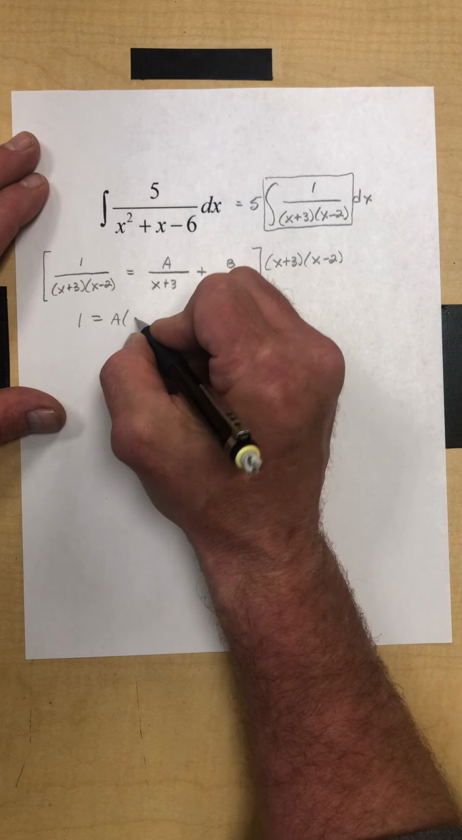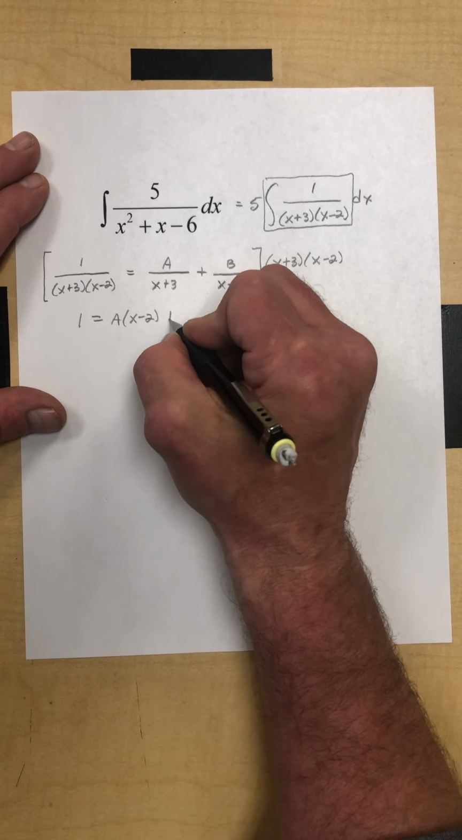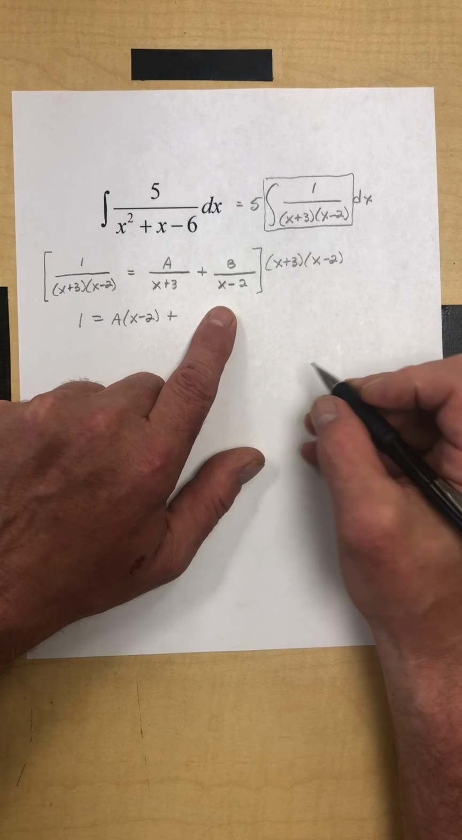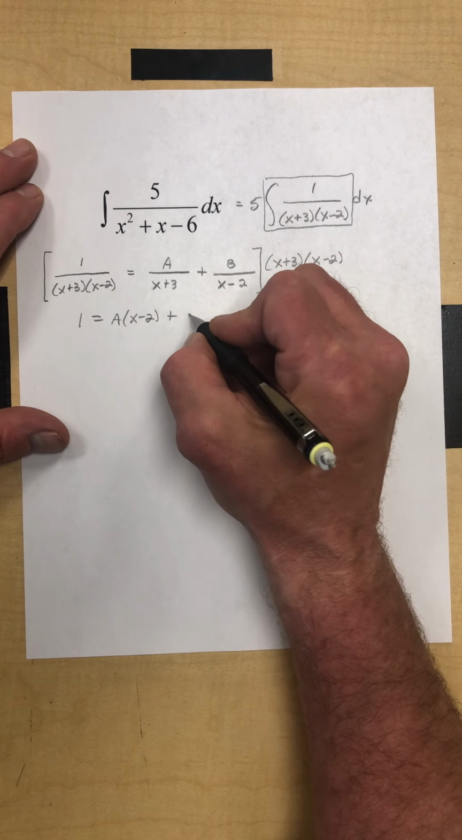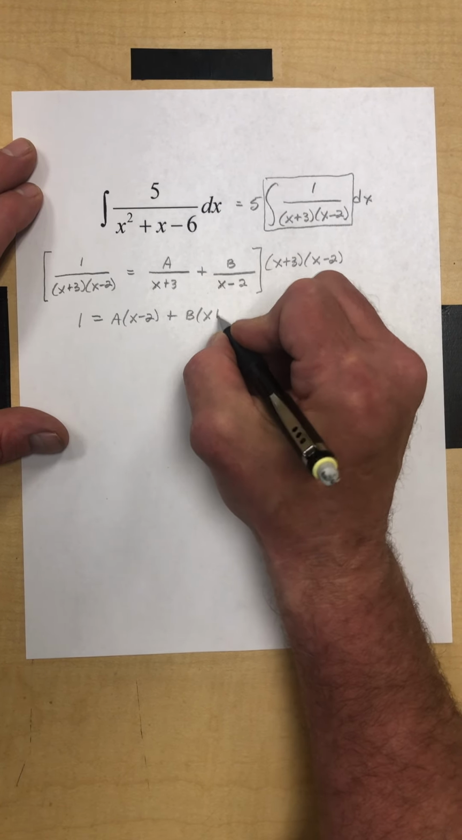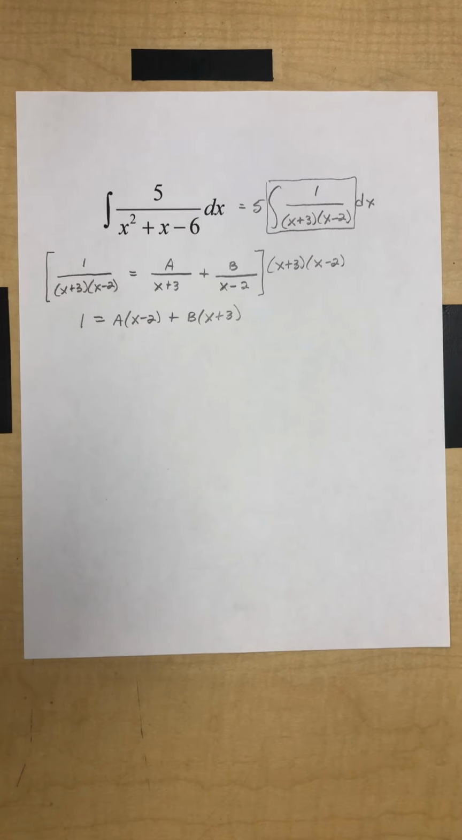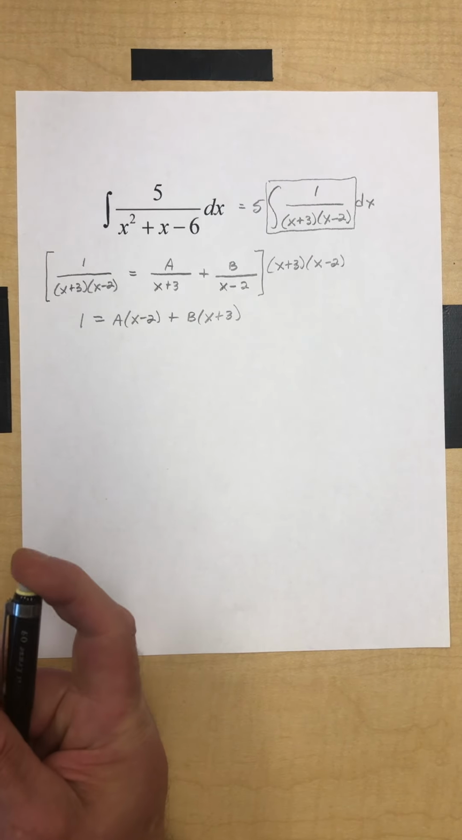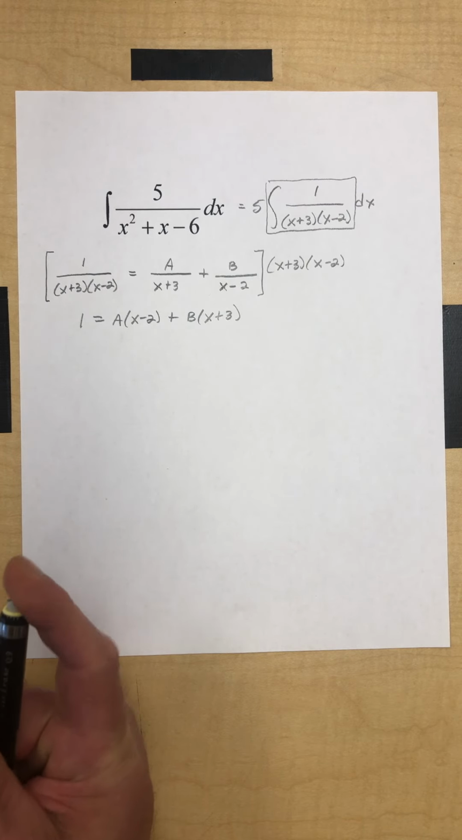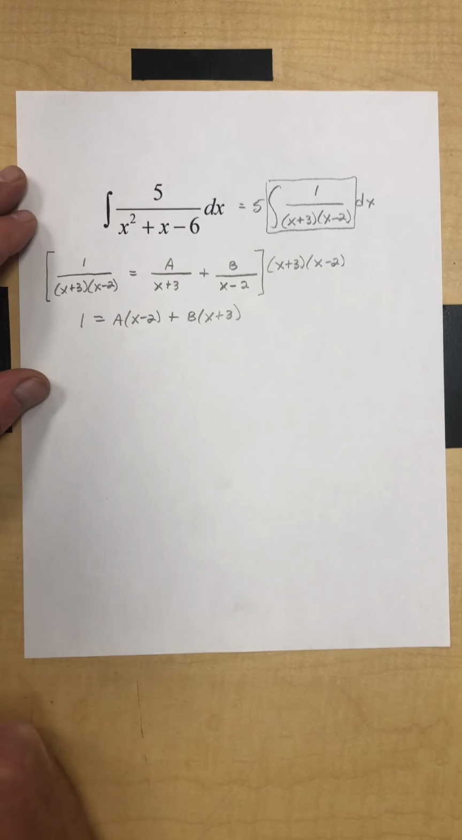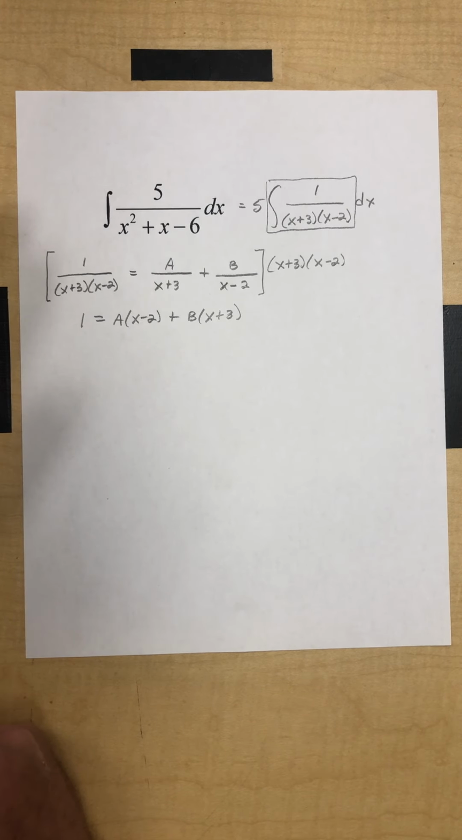Okay, so a times x minus 2 plus, right here, notice the x minus 2's will cancel, so I'll be left with x plus 3 times b. Okay, b times x plus 3. Now I need to find any ordered pair of numbers that will satisfy this. So we can choose random values for x and solve for a and b, okay?